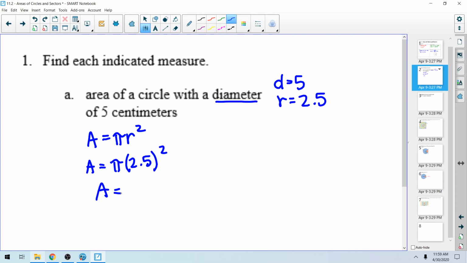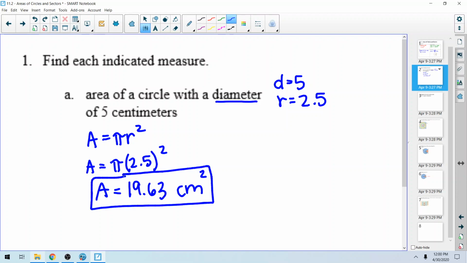And then I'm going to grab my calculator. Again, make sure you are using your pi button and not 3.14. Otherwise, your answer will be off by a little bit. So pi times 2.5 squared is 19.63. And we're talking centimeters squared, because this is now area. And keep in mind, area is always units squared, because you're talking amount inside.